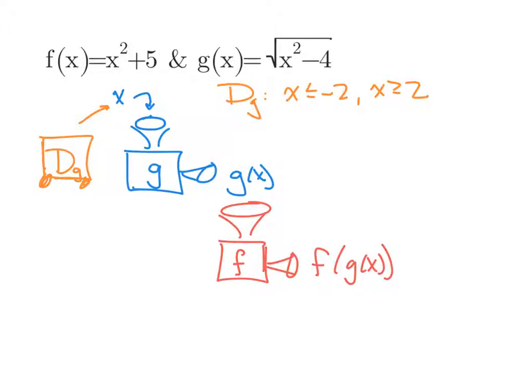Now, since g is the starting off point of this entire chain of function machines, that's going to mean that the domain of our f of g, this composition of functions, is going to be the same. That x is less than or equal to negative 2 or greater than or equal to positive 2.